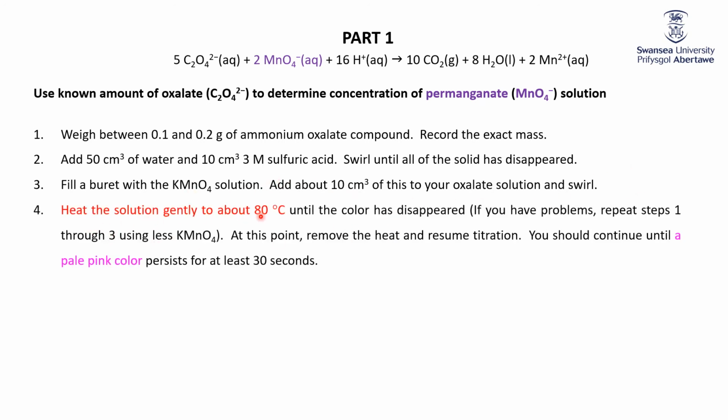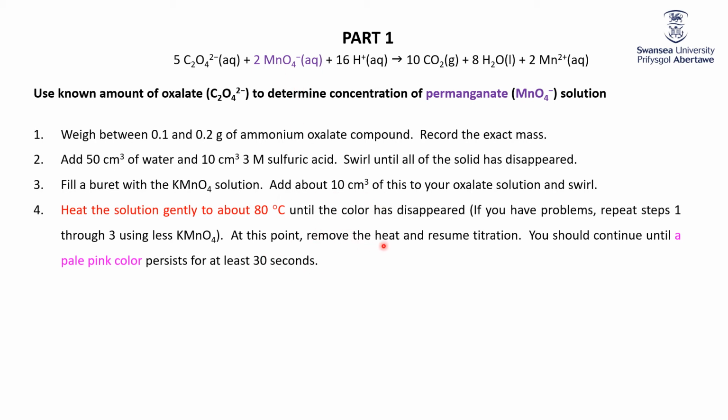I then heat the solution gently to about 80 degrees Celsius, and I put this in red to emphasize it to you because there's a post-lab question about this, till the color has disappeared. Now, why would the color disappear? Well, I took a colorless solution of oxalate and added in some purple permanganate solution. That permanganate is going to react with the oxalate, and every bit of the permanganate that reacts makes a colorless Mn2+ in the solution. So by heating until the color has disappeared, what I'm saying is that I have no more of the permanganate that I added left. In other words, all 10 cubic centimeters of this has reacted up.